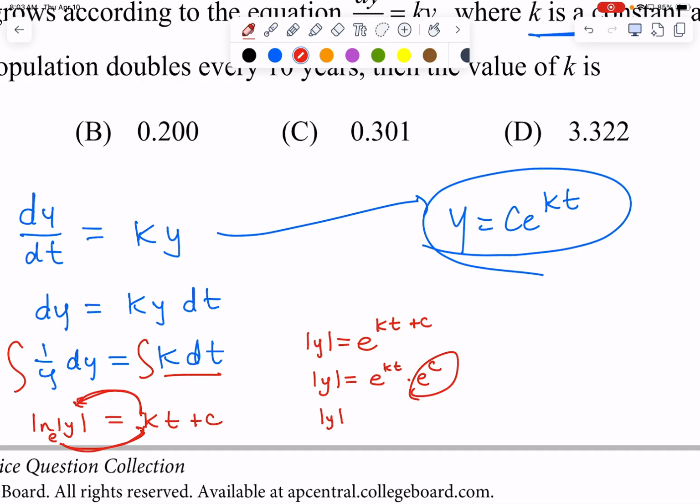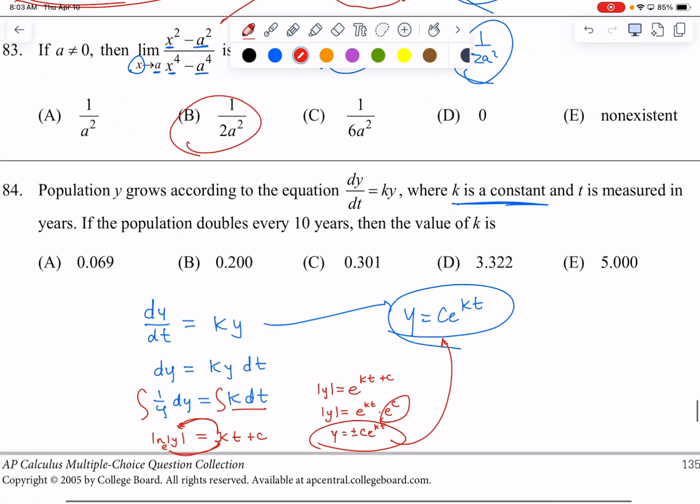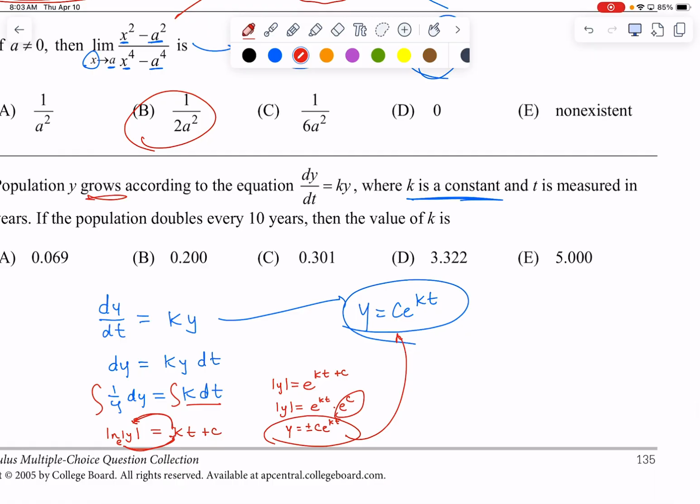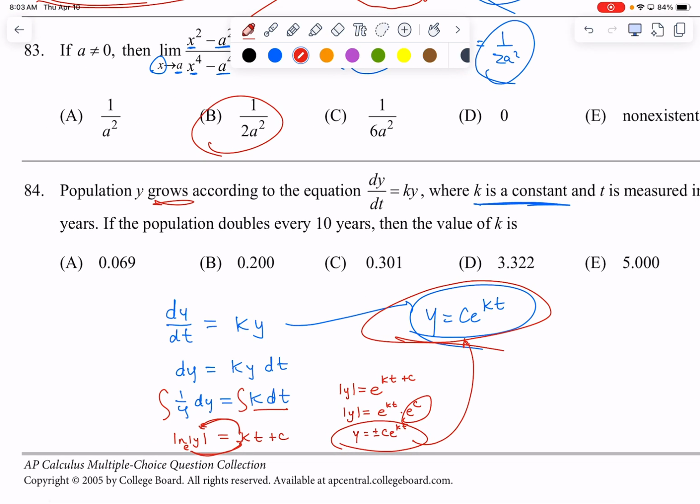So y, and we drop the absolute value because that gives us a plus or minus. So we got y equals plus or minus C e to the KT. So it just says that it can be positive or negative. Now, if you had this memorized, you wouldn't have to do any of this work. You'd just go right to y equals C e to the KT. Population grows according to the equation, and if the population doubles every 10 years, what's the value of K?